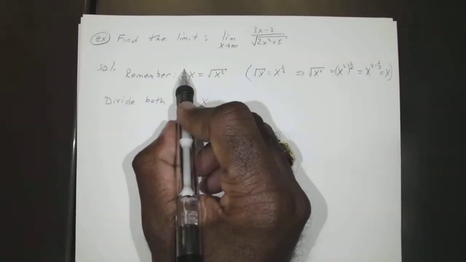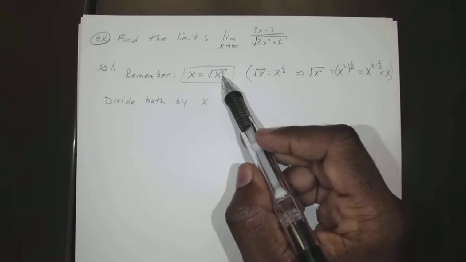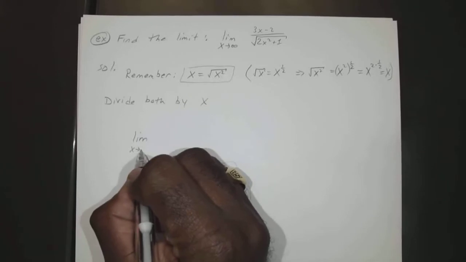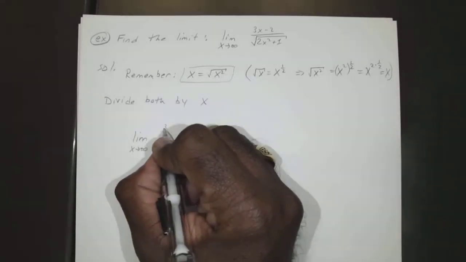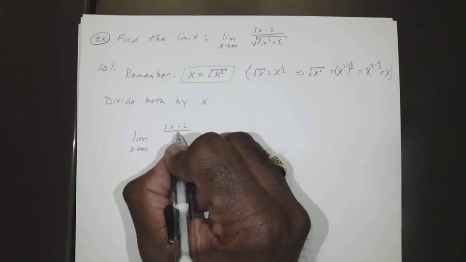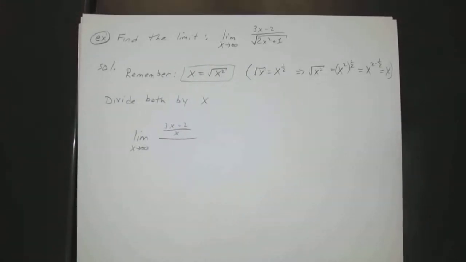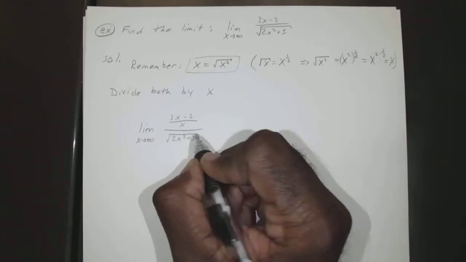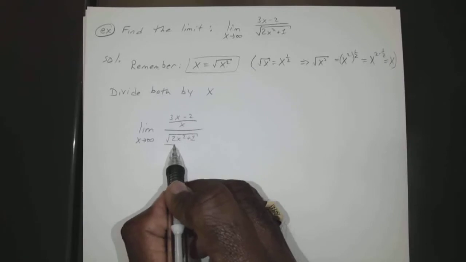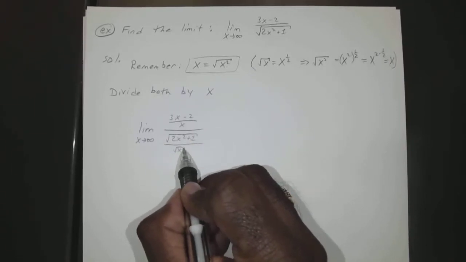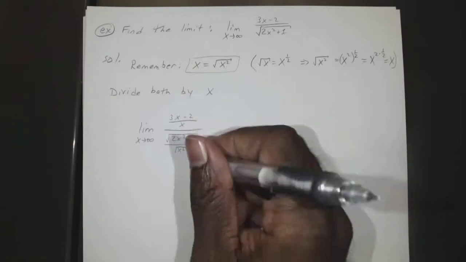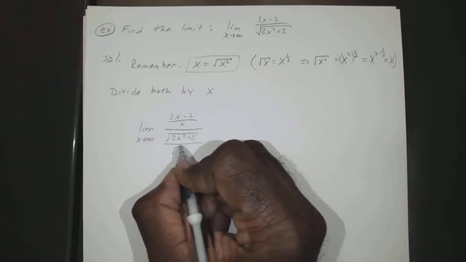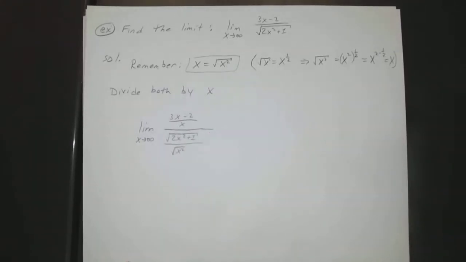Okay, so here, if you think of that, then if you divide both by x, then that means the limit, so you have 3x minus 2 over x over square root of 2x squared plus 1. We're going to divide it by x, but we're going to divide it by the square root of x squared. Clean that up just a bit. There we go.